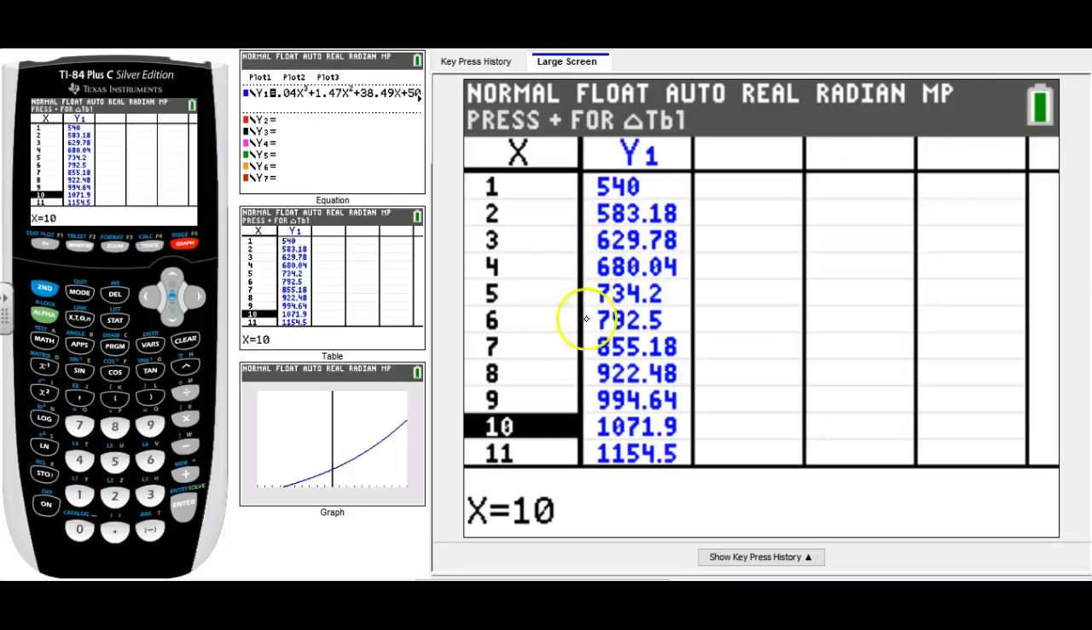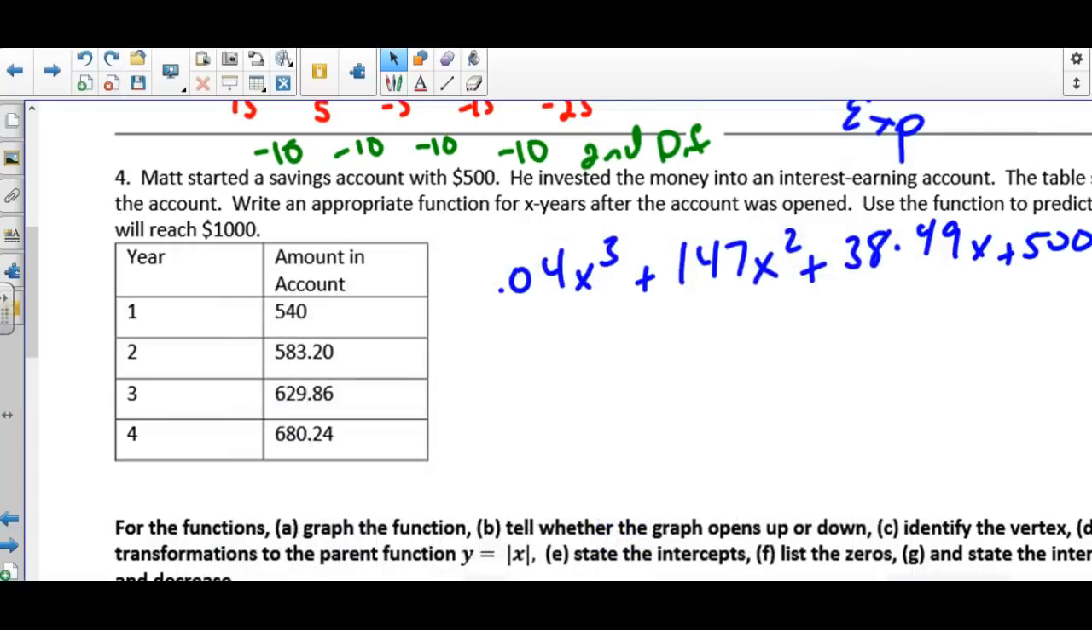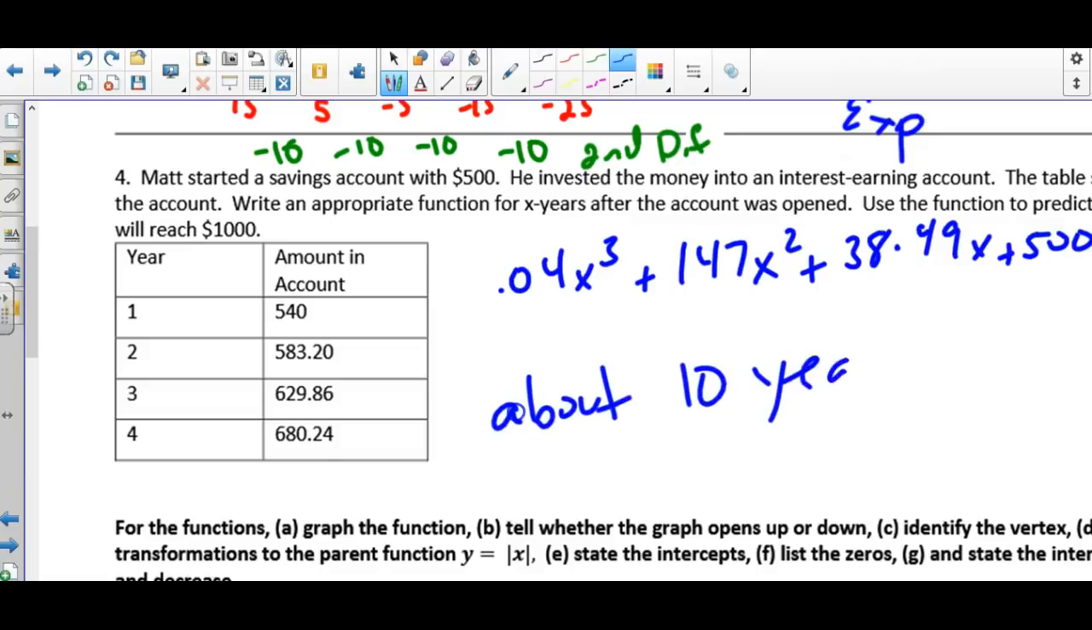Here's your table. The question asked when this will reach $1,000. You see 9 years right here is about 994.64. 10 years is a little over 1,000. So I'm going to say somewhere between 9 and 10, so roughly 10 years. We'll say about 10 years, just to keep it safe.